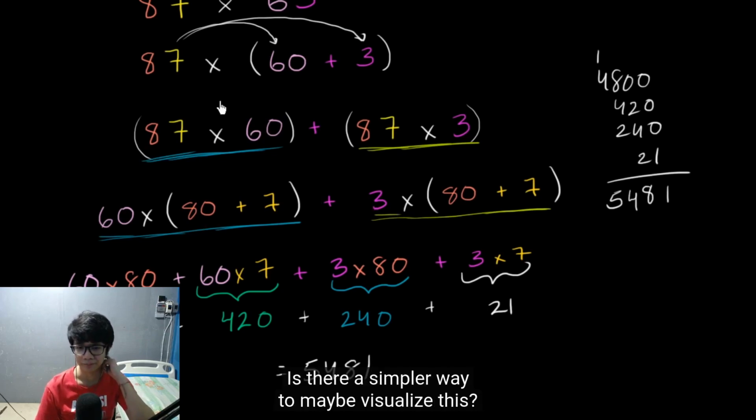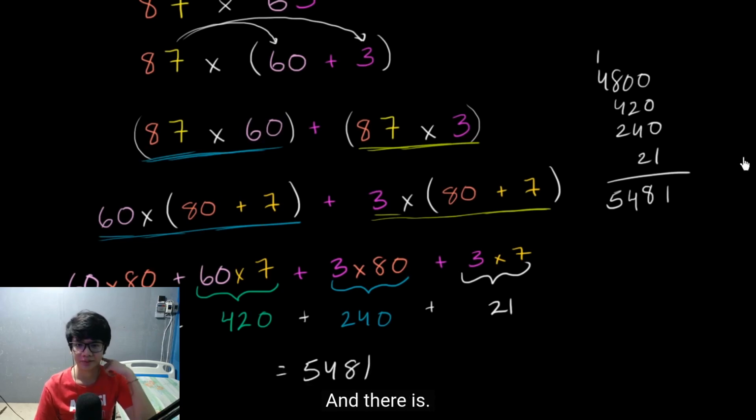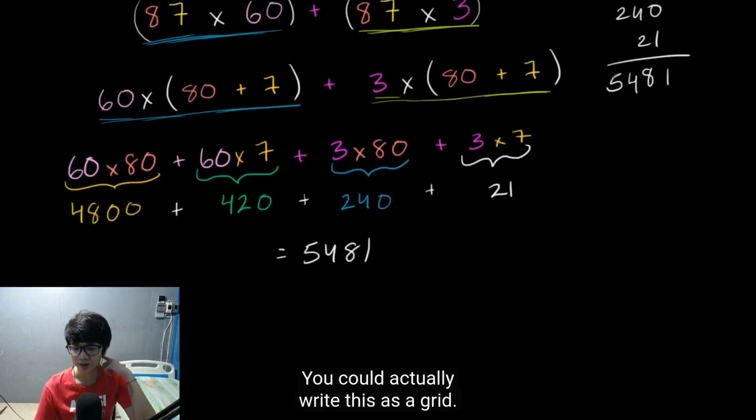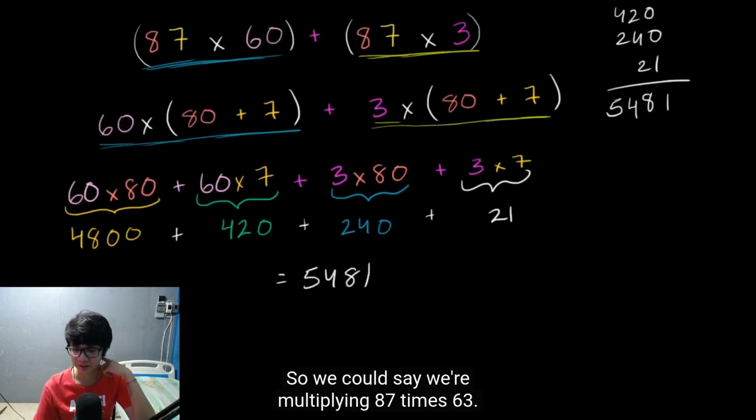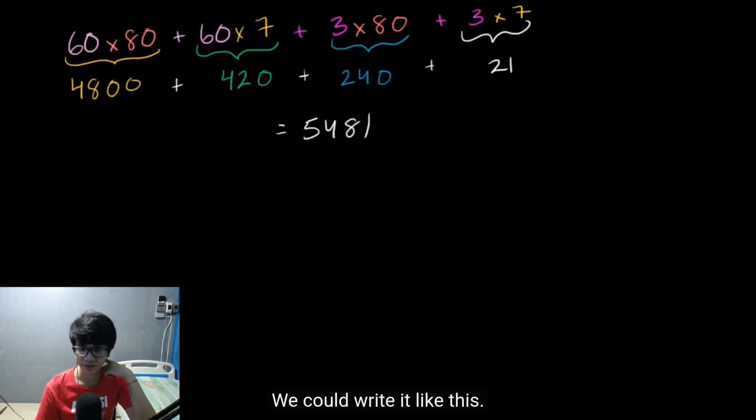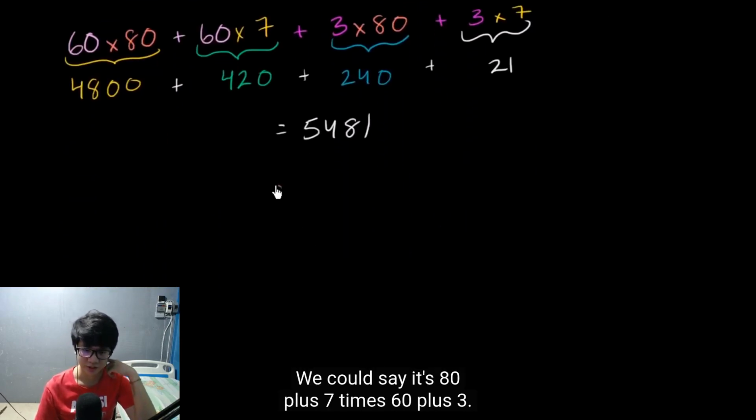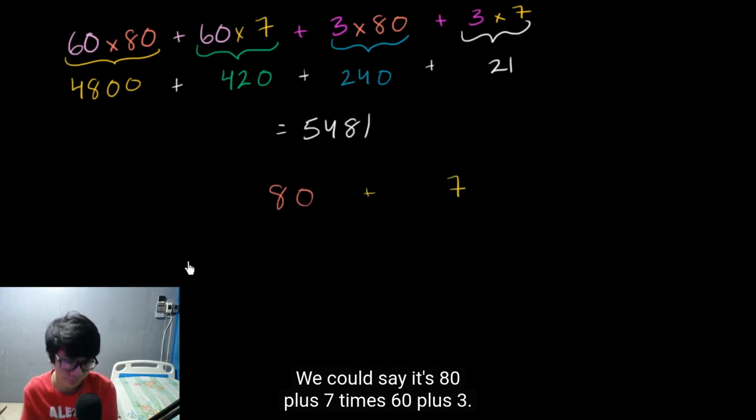And you might say, gee, this was a bit of a pain to have to do the distributive property over and over again. Is there a simpler way to maybe visualize this? And there is. You could actually write this as a grid. So we could say we're multiplying 87 times 63. We could write it as 80 plus 7 times 60 plus 3.